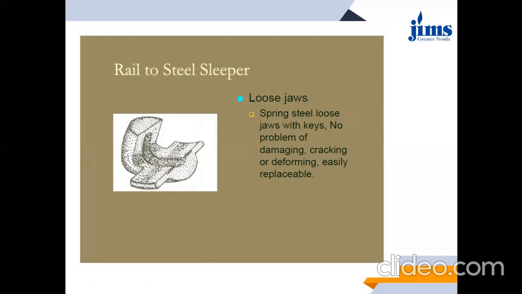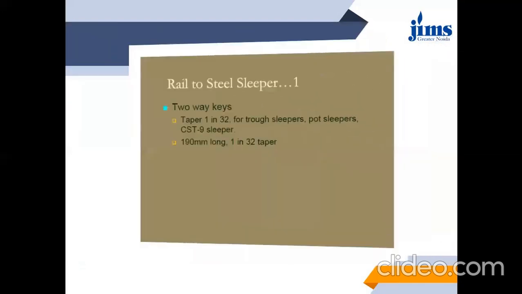Okay, so in order to install or fix this loose jaw, keys are always required. That is Stewart's key. One of the advantages this loose jaw serves is that it rectifies the problem of damaging, cracking or deforming of the rails at the sleeper as well. So therefore it is quite easy to replace these loose jaws also.